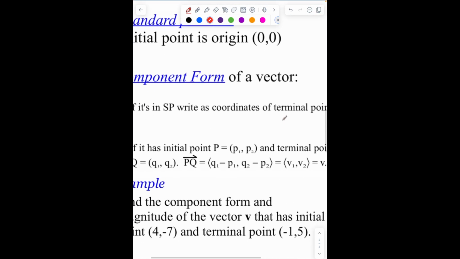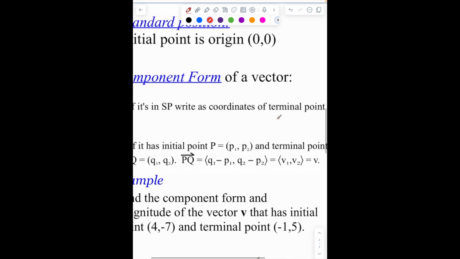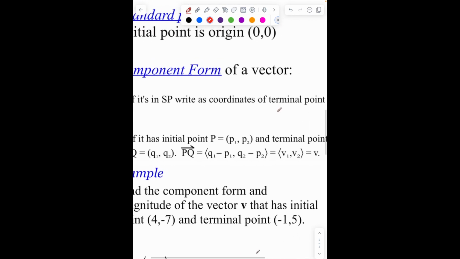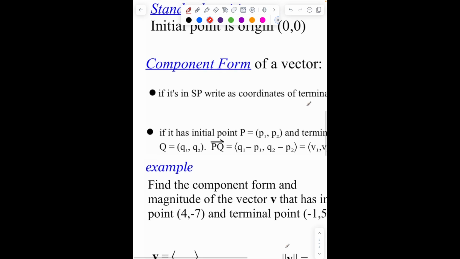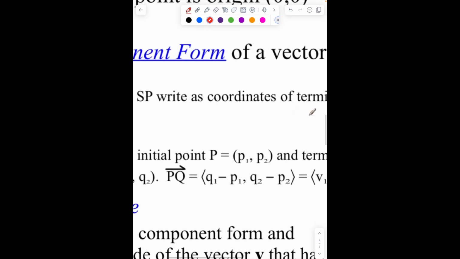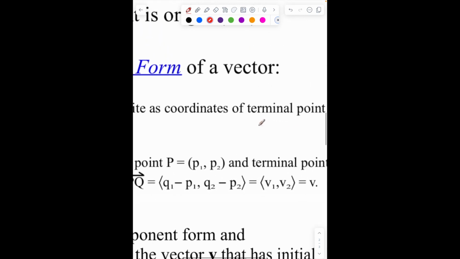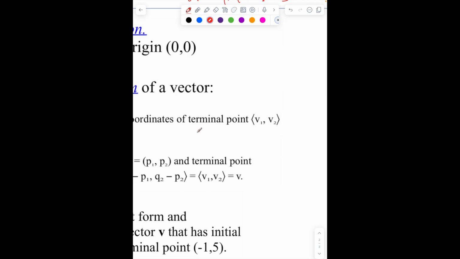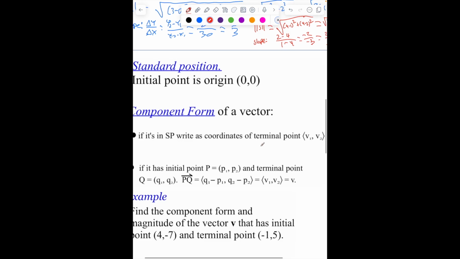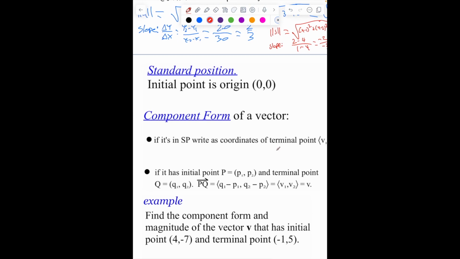And if it doesn't start at standard position, which is fine, that's okay, but it has an initial point, P, and a terminal point, Q, then we just go ahead and subtract P1 from Q1, and subtract P2 from Q2 to get it in that component form, where we have v1 and v2 for our vector. Basically, I take my end point and subtract my starting point, and that's how I can still write it in component form, even if it is not in standard position.